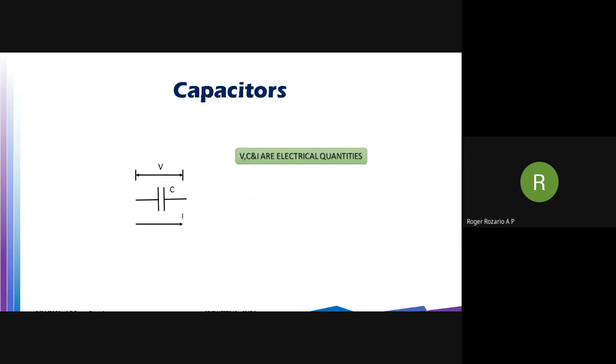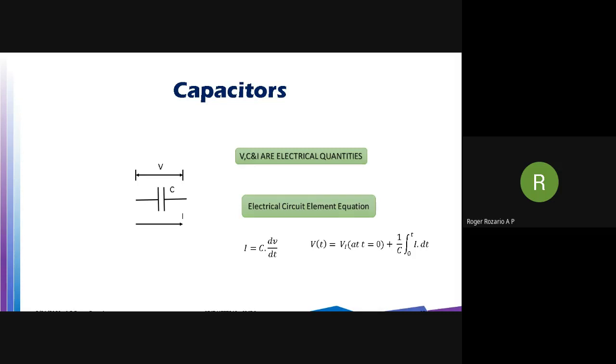The electric circuit equation of the capacitors can be written in two forms. The first form is called the differential form, and the second form is called the integral form. So what does the differential form say? The current through the capacitor is directly proportional to the change in the voltage, dV by dt.